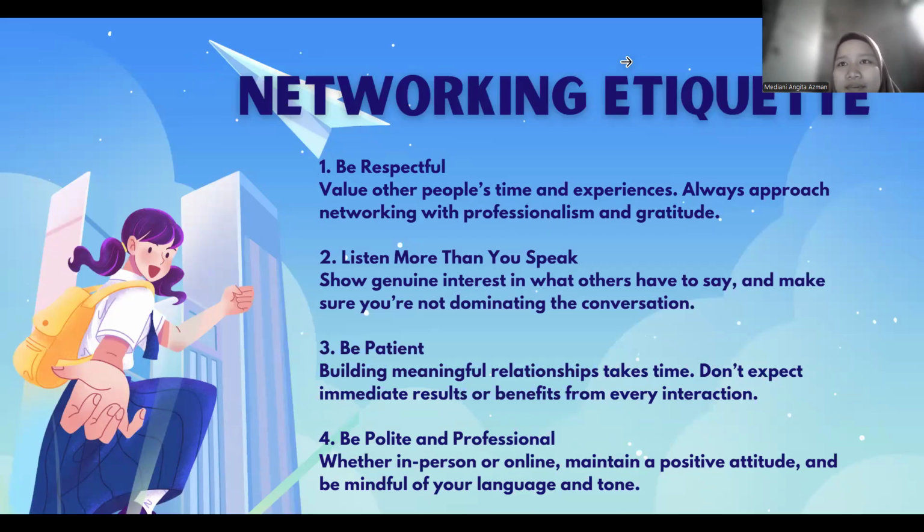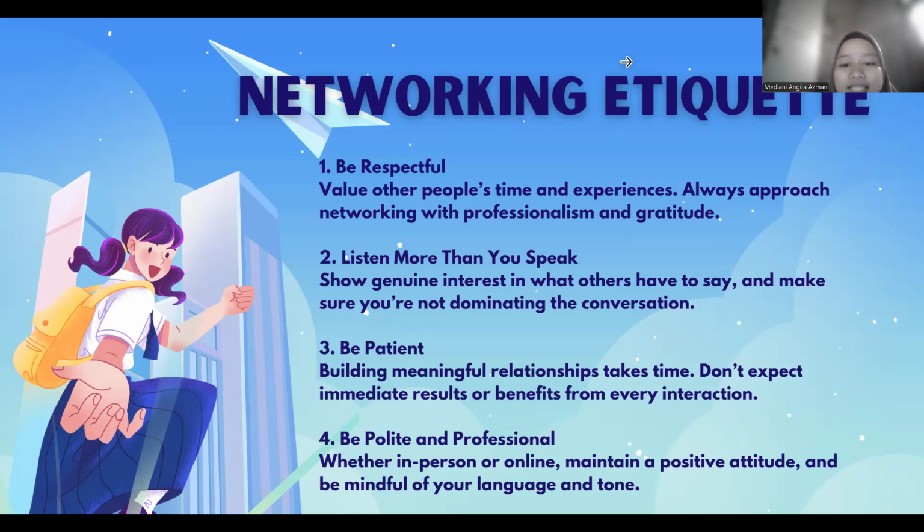And now I present about networking etiquette. First one, be respectful. Respect is the cornerstone of successful networking. Recognize that everyone's time is valuable and their experiences are unique. Approach interactions with humility and gratitude, acknowledging the effort someone takes to engage with you. Whether it's responding promptly to messages or showing appreciation for advice or assistance, small gestures of respect can strengthen your relationships. Always avoid behaviors that might come across as dismissive or self-centered.